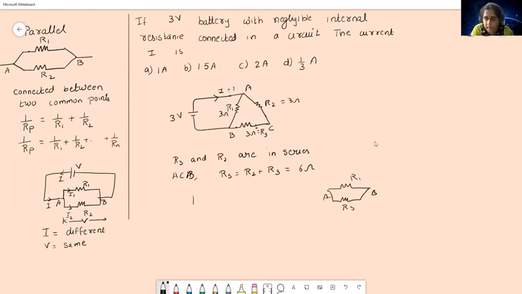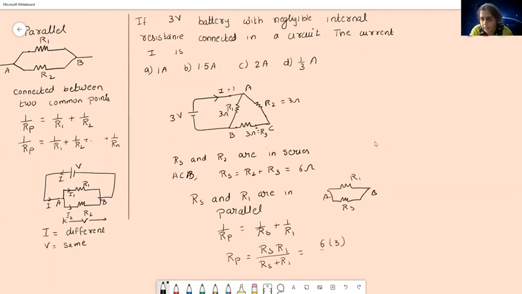So Rs and R1 are in parallel. What is going to be the total? 1 by Rp is going to be 1 by Rs plus 1 by R1. That is nothing but Rp equal to product of 2 divided by addition. So Rs is 6, R1 is 3. That is going to be 6 times 3 divided by 6 plus 3, which is 9. So you will have 2 ohm. Rp is going to be 2 ohm.